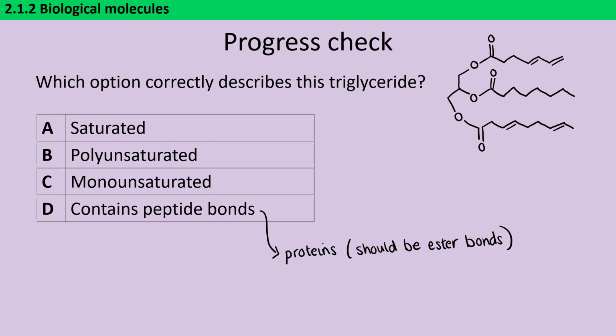We can see that one of the fatty acid chains in this triglyceride is a saturated fatty acid chain, but we're thinking about the triglyceride as a whole. So we need to look at the number of double bonds. Poly means many, and here we do indeed have many double bonds, 4 in fact, so our correct answer is going to be B.